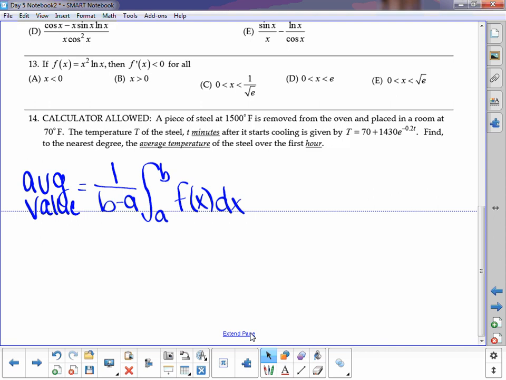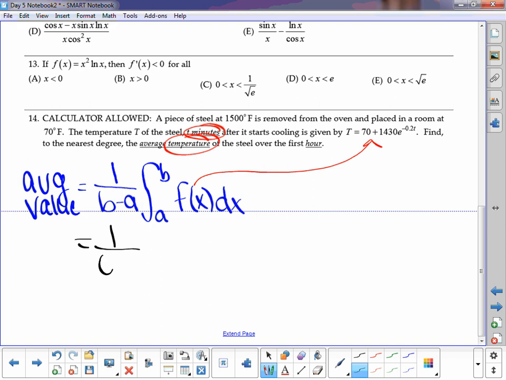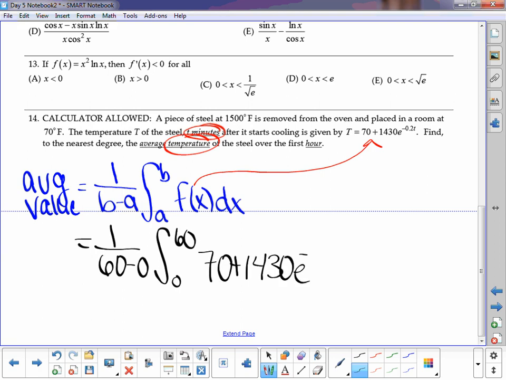Now again, they're asking for the average temperature, which means the function that we're using is going to be our temperature function. We integrate our temperature function, it says over the first hour, so since it's measured in minutes, that's why we went from 0 to 60. Alright, so the setup for this would simply be 1 over 60 minus 0, from 0 to 60, of 7b plus 1430, e to the negative 0.2t, and then use your calculator for that. Questions on that?